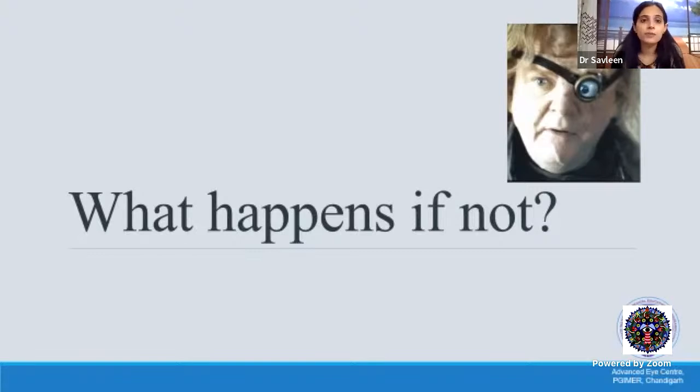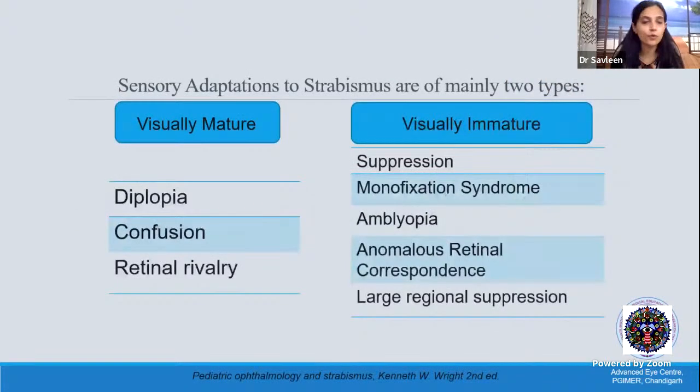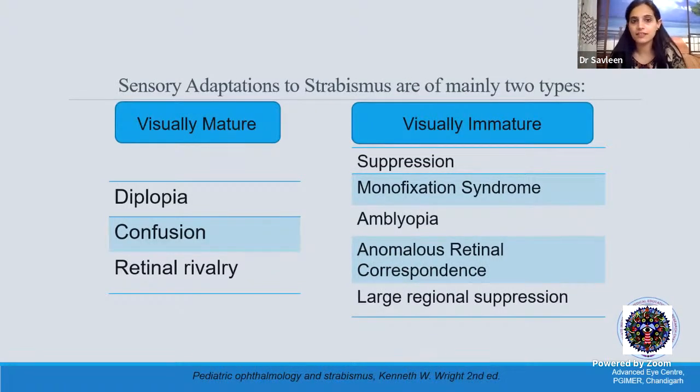So that is what we know as sensory adaptations, and that is what we need to understand before we talk about management of a patient with strabismus. When we talk about these defense mechanisms or the adaptations that the eye has, these adaptations could be in the visually mature system and could be seen in a visually immature system.